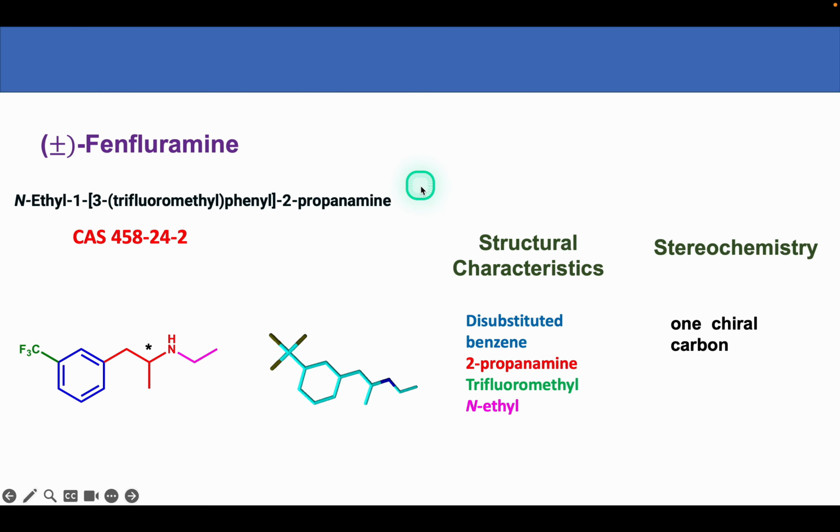Here is presented the systematic name, CAS number, and the structures expressed in 2 and 3 dimensions for fenfluramine. It highlights that it is a di-substituted benzene by a 2-propanamine and by a trifluoromethyl group. Additionally, it has an asymmetric carbon.